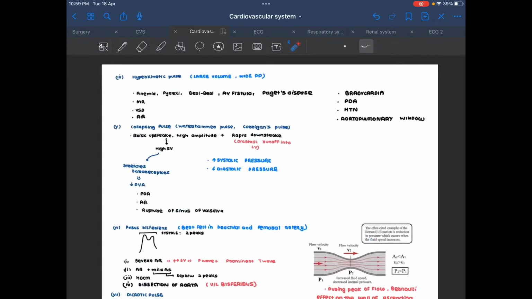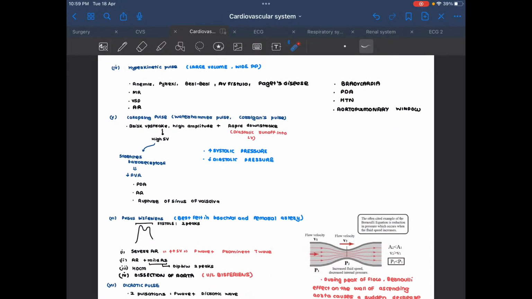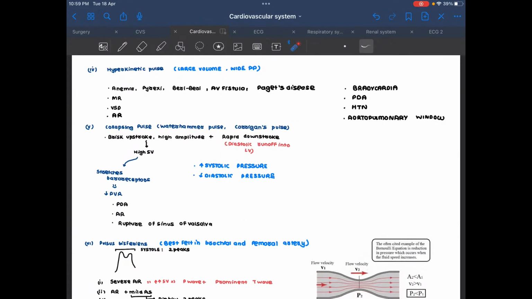Next we're going to have a hyperkinetic pulse, where we have a large volume pulse with a wide pulse pressure. There are many conditions: we can have anemia, pyrexia, beriberi, AV fistula, Paget's disease. In Paget's disease, we're having osteoplastic mixed reactions, because of which blood flow is increased over that portion of the bone. We can have something known as the collapsing pulse, that is the water hammer pulse or the Corrigan's pulse, that is mainly seen in your AR.